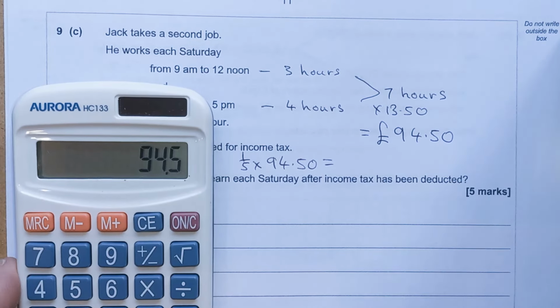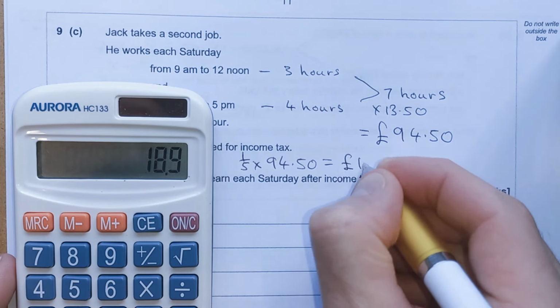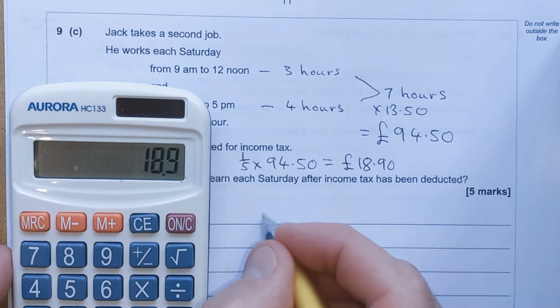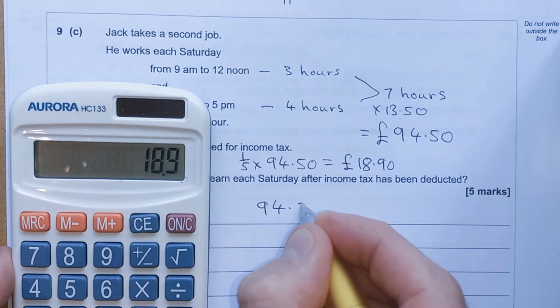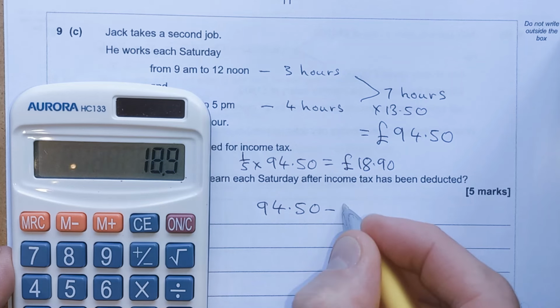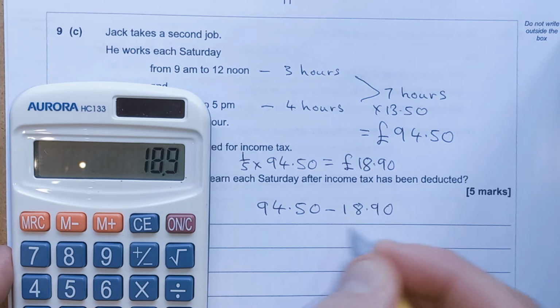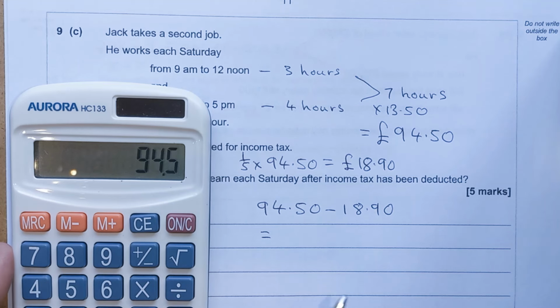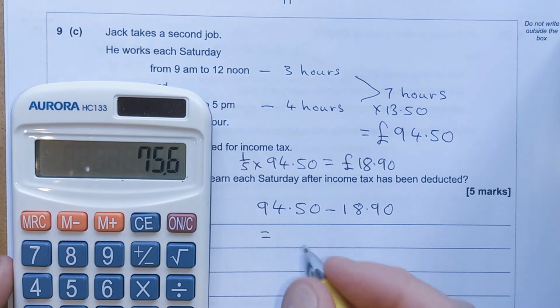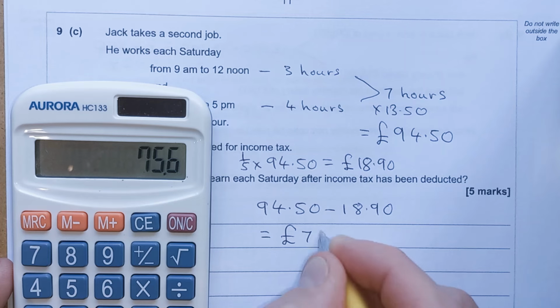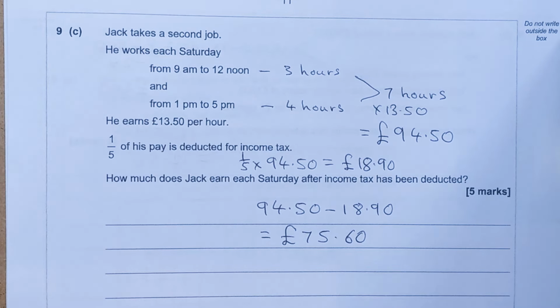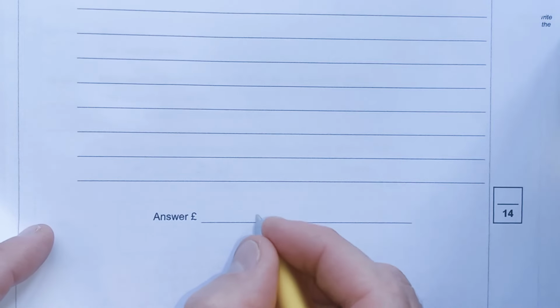Well, we can do 94.50, just divide it by 5 to get a fifth. So that's £18.90. So he gets £94.50, but £18.90 is taken away for income tax. So £94.50 minus £18.90 leaves him with £75.60, which we can put down here.